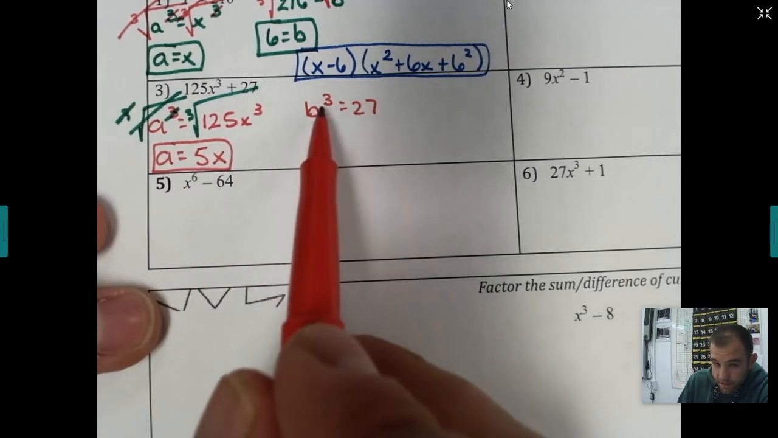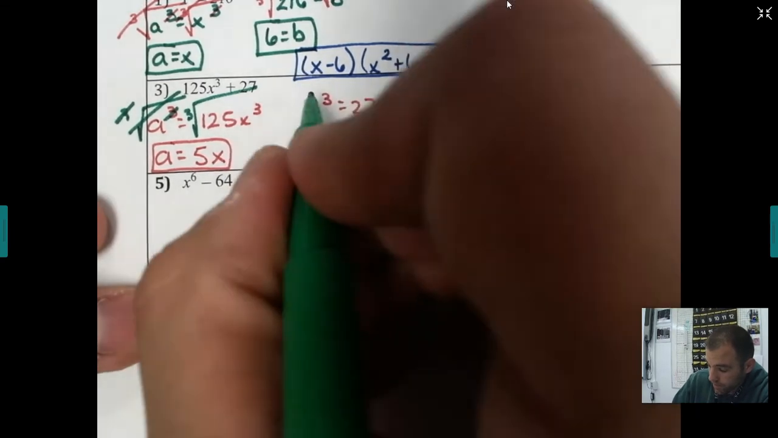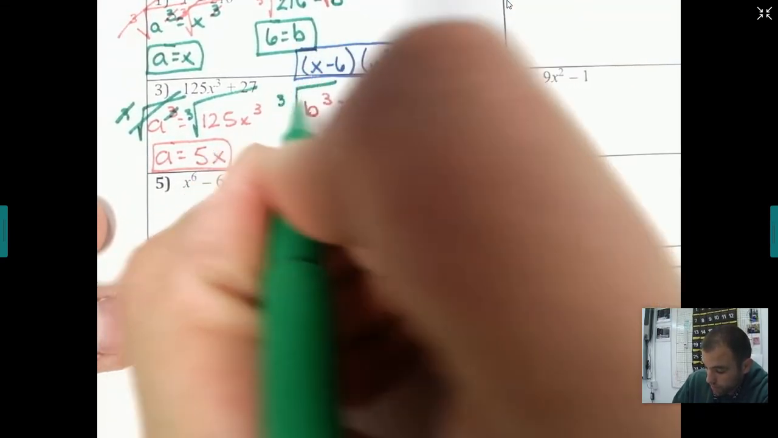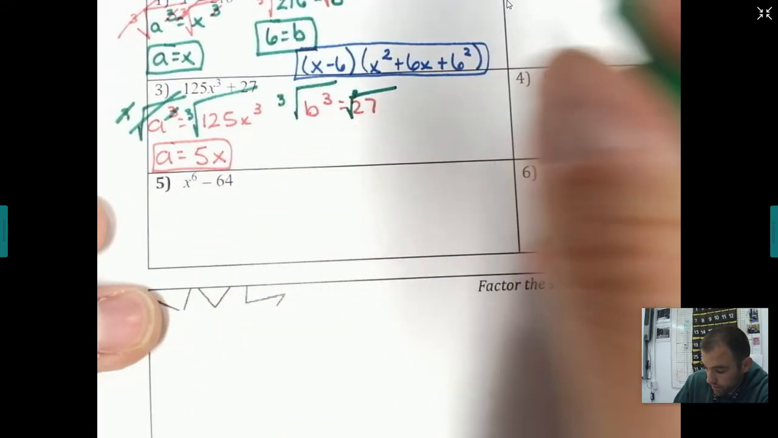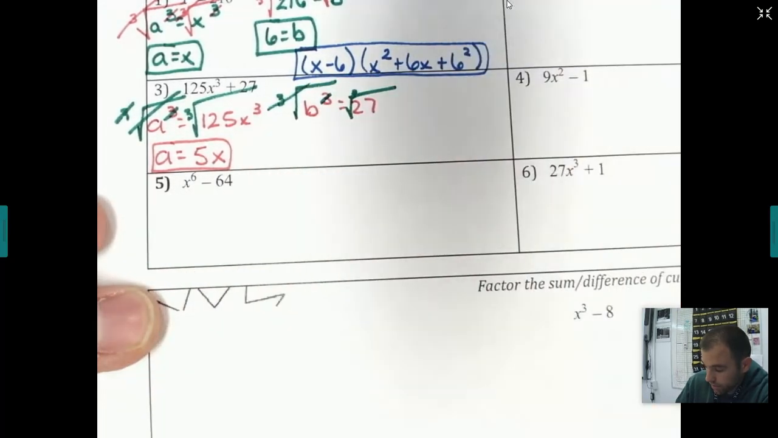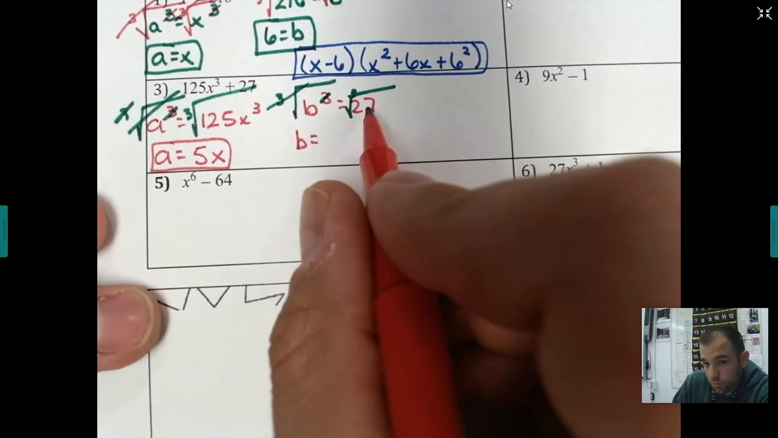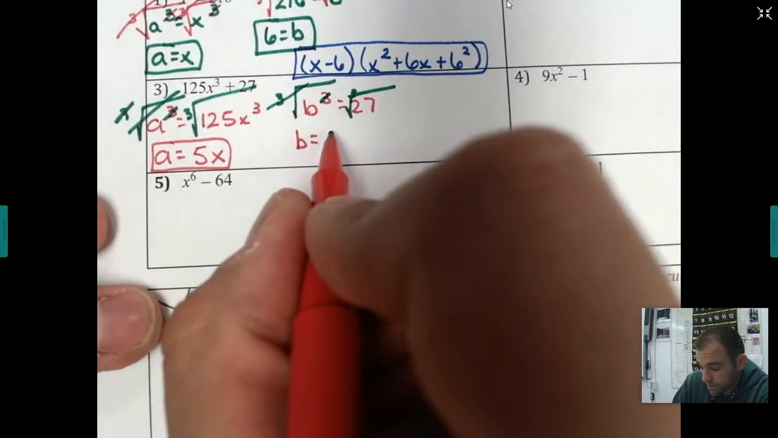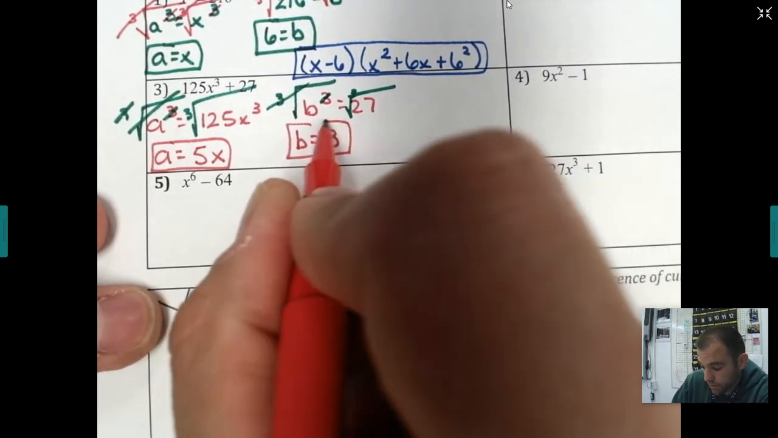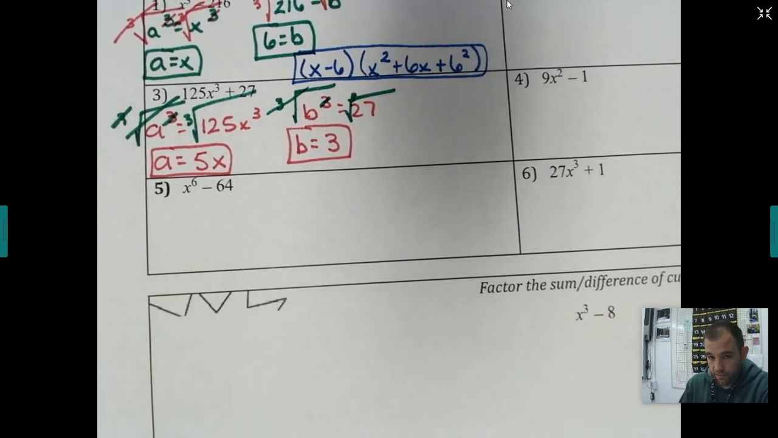I'm going to do the exact same thing over here. So I'm going to take the cube root of b cubed and the cube root of 27. These cancel again, so I'm just left with b. And the cube root of 27 is 3, because 3 times 3 times 3 is 27.